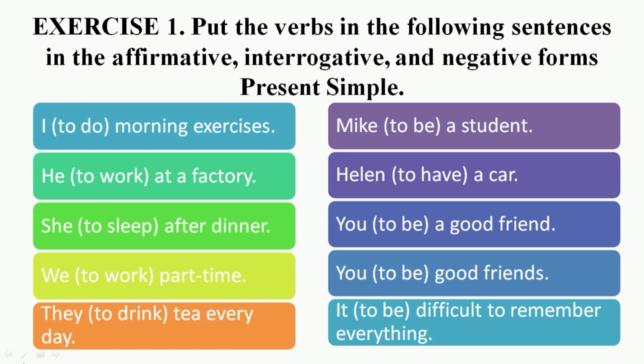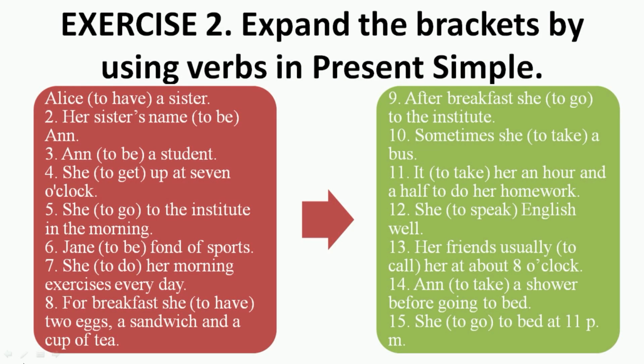Mike is a student. There is a to be just. Helen has a car. You are a good friend. It is difficult. It is difficult to remember everything. I hope for you it's not difficult to remember everything.